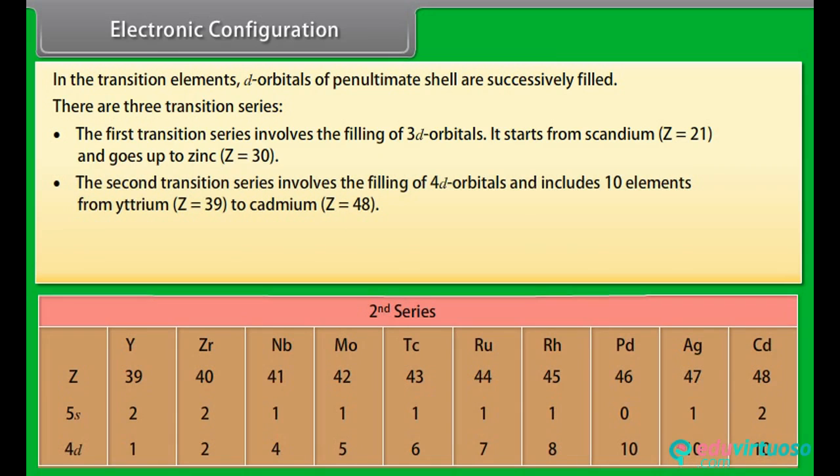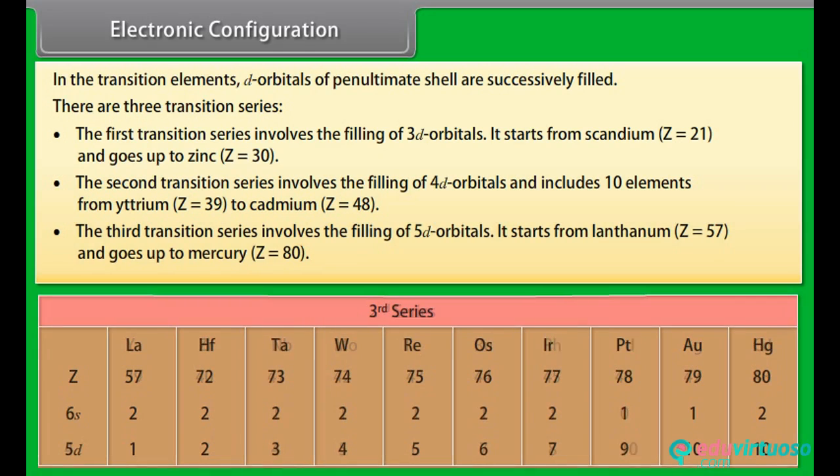The second transition series involves the filling of 4d orbitals and includes 10 elements from yttrium to cadmium. The third transition series involves the filling of 5d orbitals. It starts from lanthanum and goes up to mercury. Atomic radii and ionic radii.